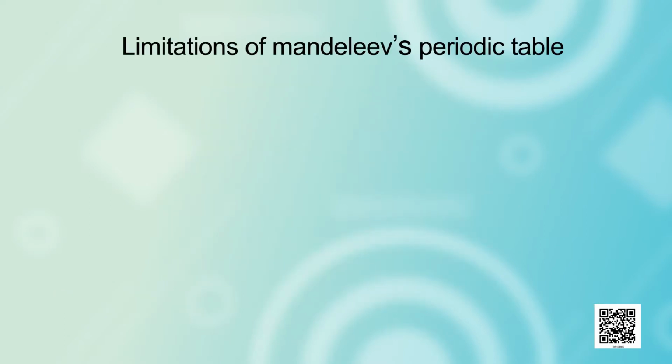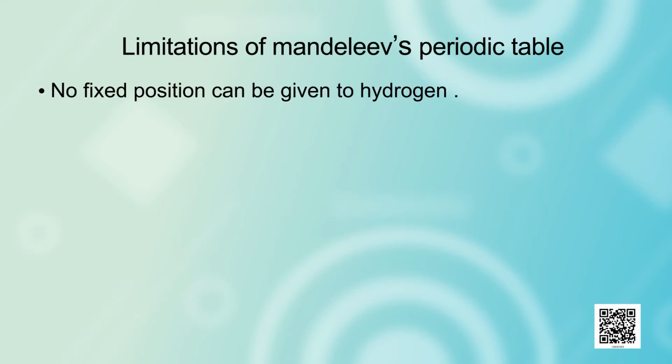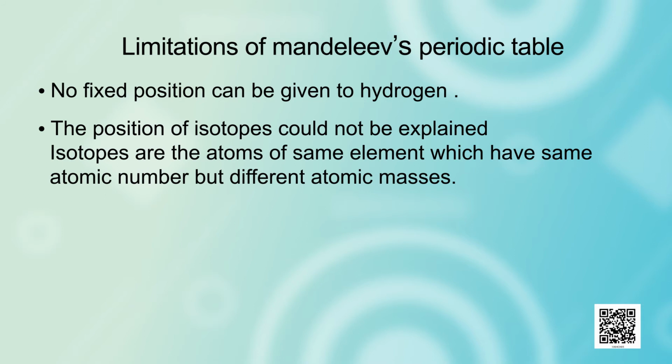But Mendeleev's periodic table also had some limitations. First of all, there was no fixed position given to hydrogen in that periodic table. Second limitation was that the position of isotopes could not be explained. Isotopes are the atoms of the same element which have the same atomic number but different atomic masses. So, when isotopes were discovered, they posed a challenge to Mendeleev's periodic table.